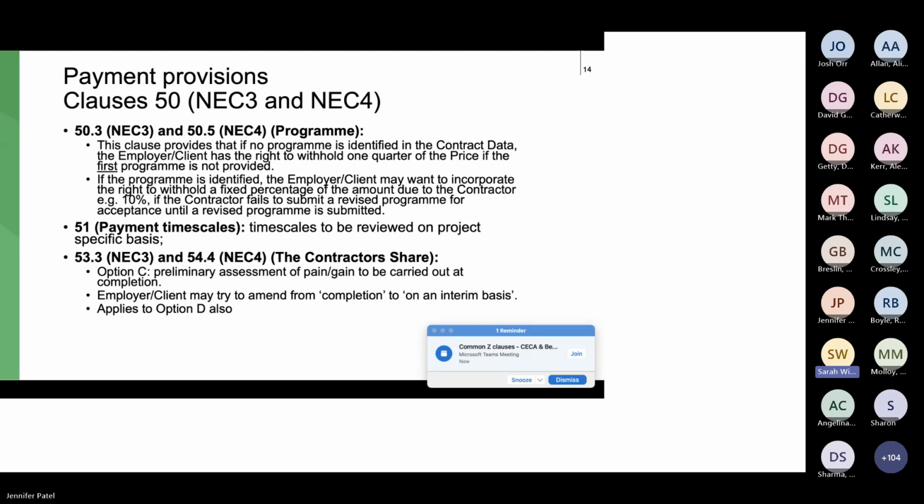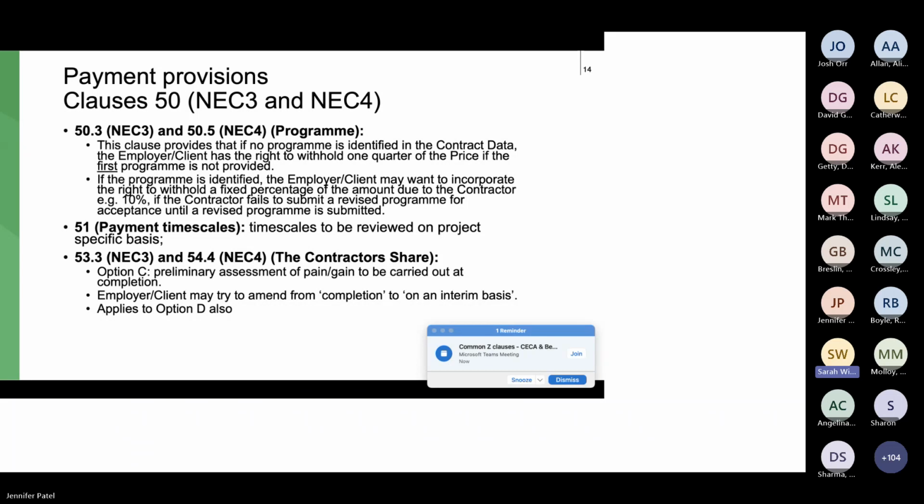Okay, so payment provisions and programs. So 50.3 in NEC3, 50.5 in NEC4 allow the client to deduct a quarter of the price if the contractor doesn't submit the first programme within the timescales in the contract data. So that's standard NEC. What we see is that being amended, so it's very clear that that is to be deducted if the contractor hasn't submitted the programme.